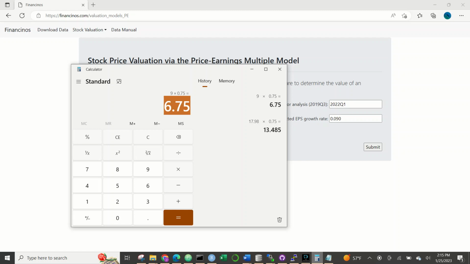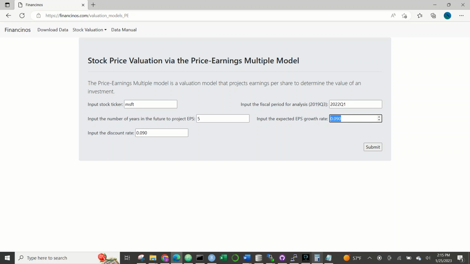Value investors such as Warren Buffett like to use this as a margin of safety, because it's hard to assume that a stock would grow at a rate of 9% every single year. So that's why we provide a conservative estimate and use 6.75 here, which is 0.0675 in decimal form. And for the discount rate, we'll leave that at 0.09, which is equivalent to 9%.